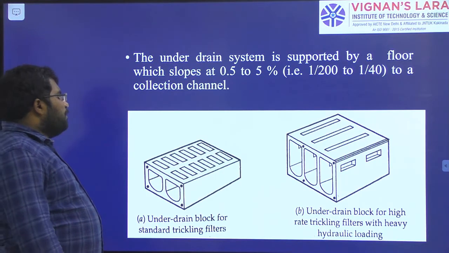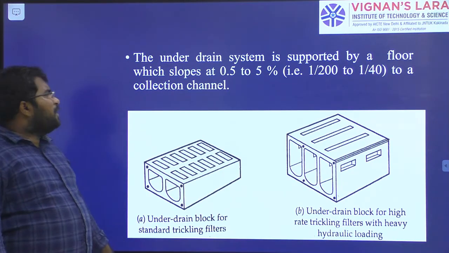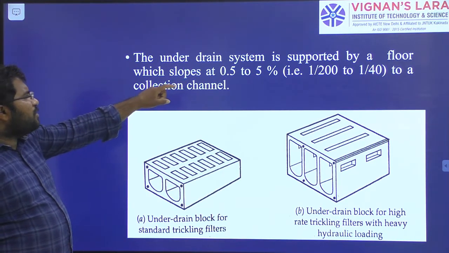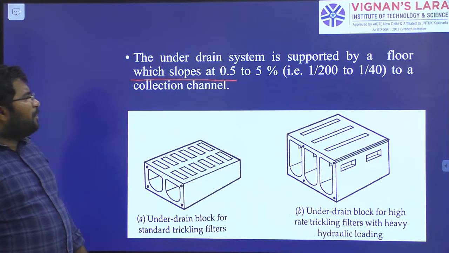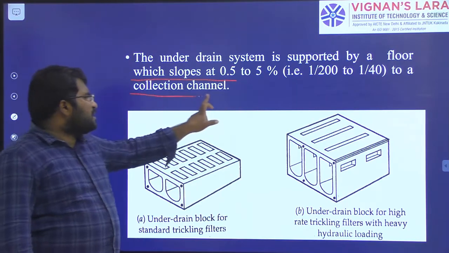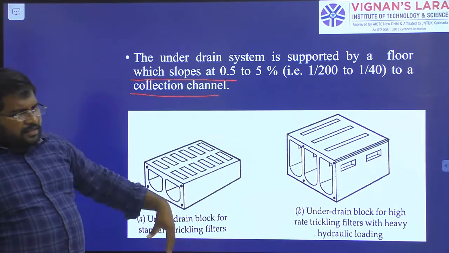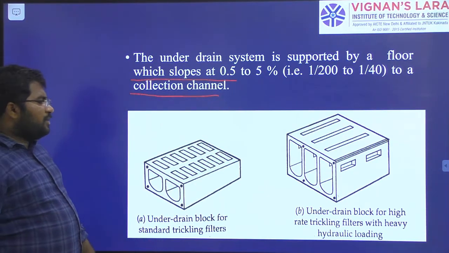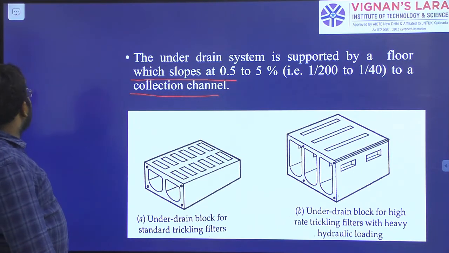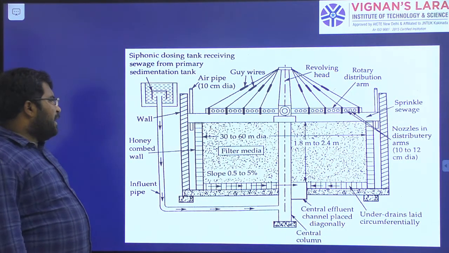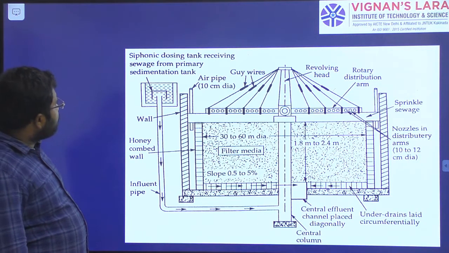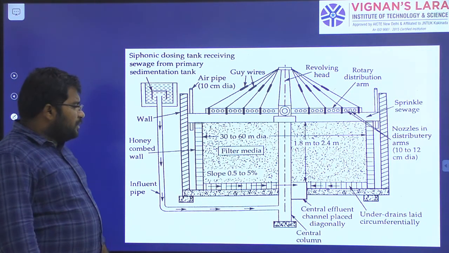Okay, next, below the media we have the under system. It is supported by the floor which slopes at 0.5 to 5%, okay, to a collection channel. So all the flow will come to the common point where we are going to collect the treated sewage, right? Now you can see here, this is the line diagram of what is called a trickling filter.